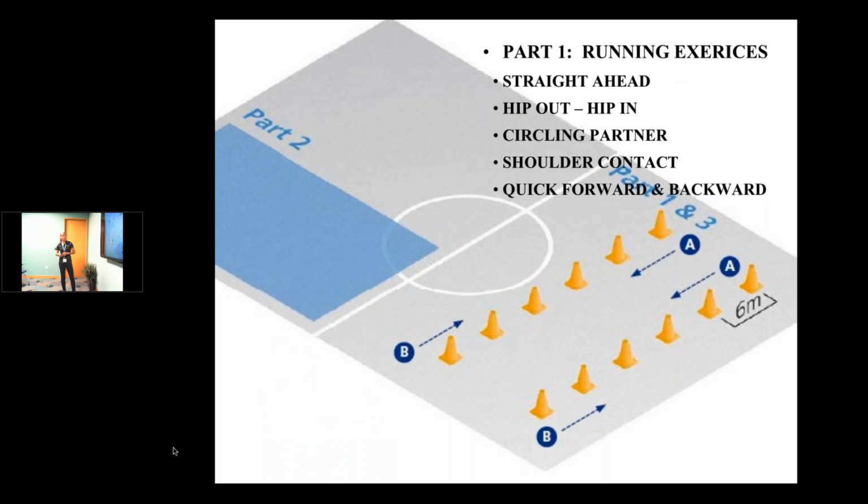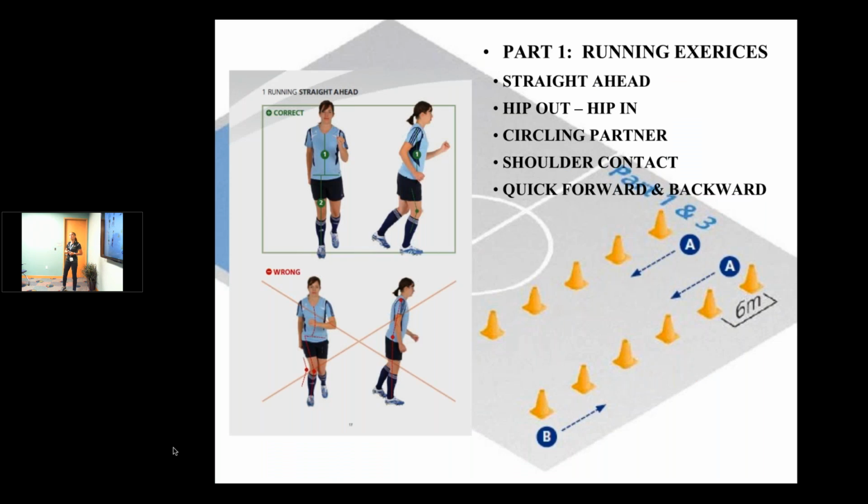All right, part 1, running exercises. So retraining running is a common denominator with many sports. And I can tell you that a majority of our athletes coming in do need some correction, as we all do, with how we run, how we load. Anytime you're running, you're landing on one leg and then the other leg. It's a single leg landing activity.